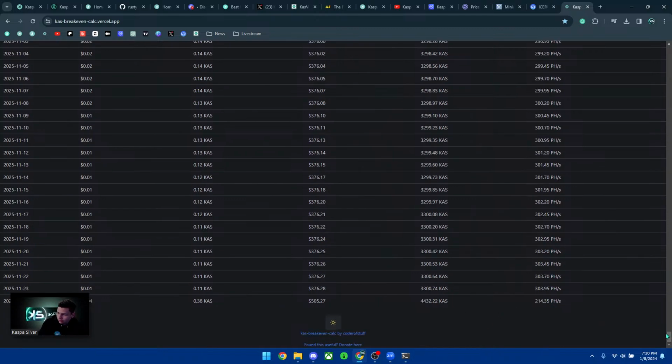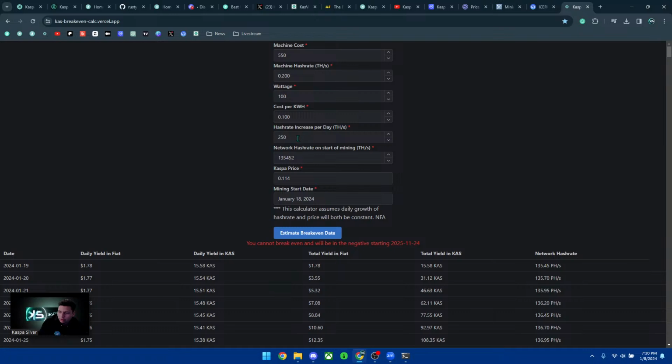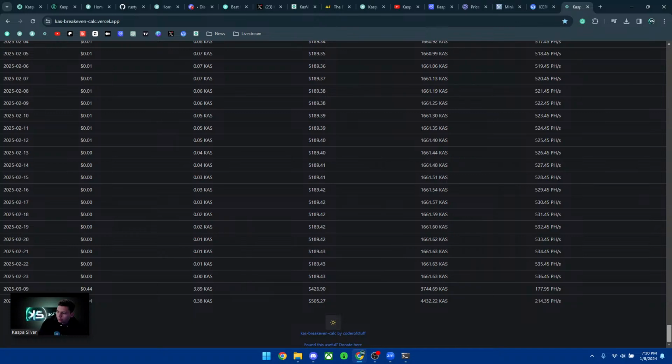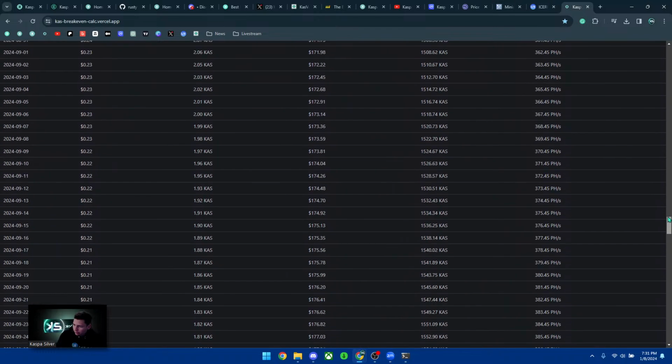250 increase. Wait, no, I didn't do that right. Increase per day. I'm confused. Why is it going backwards on the last one there? 2026. It says 536 and then 177, 214. Why does it drop here? Something's bugging with this right here.